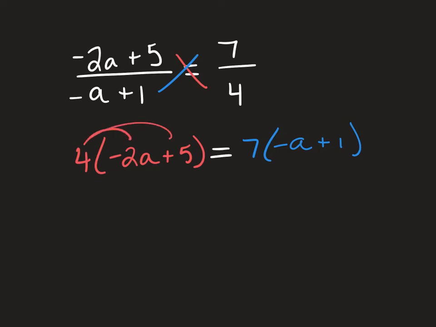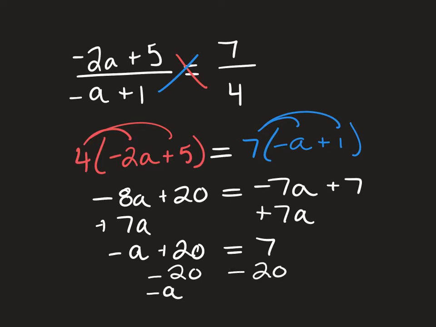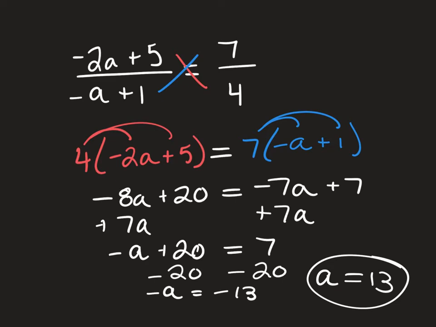So again, distribute on both sides, which simplifies to negative 8a plus 20 equals negative 7a plus 7. So add the 7a over, so you get negative a plus 20 equals 7, subtract 20, and you get negative a. And then when you divide by the negative 1, you get a equals positive 13. Any other questions on number 14?